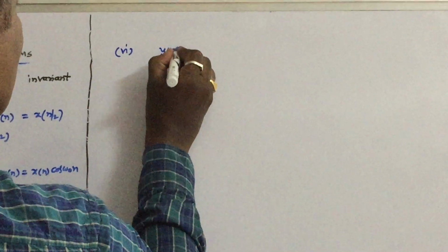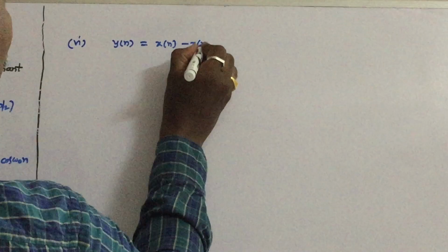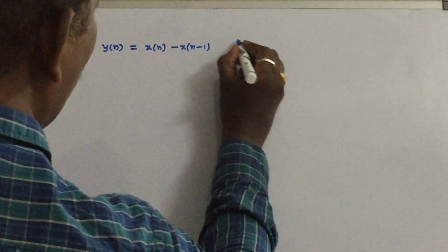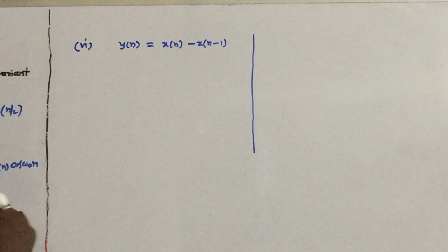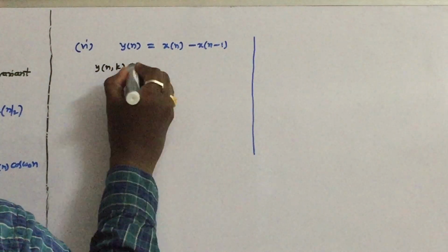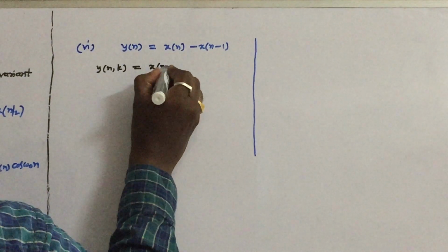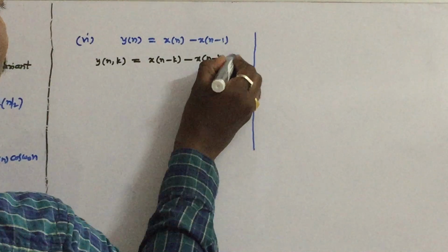y of n is equal to x of n minus x of n minus 1. First, let us delay the input by k samples. That is represented as y of n comma k, which is equal to x of n minus k minus x of n minus k minus 1.